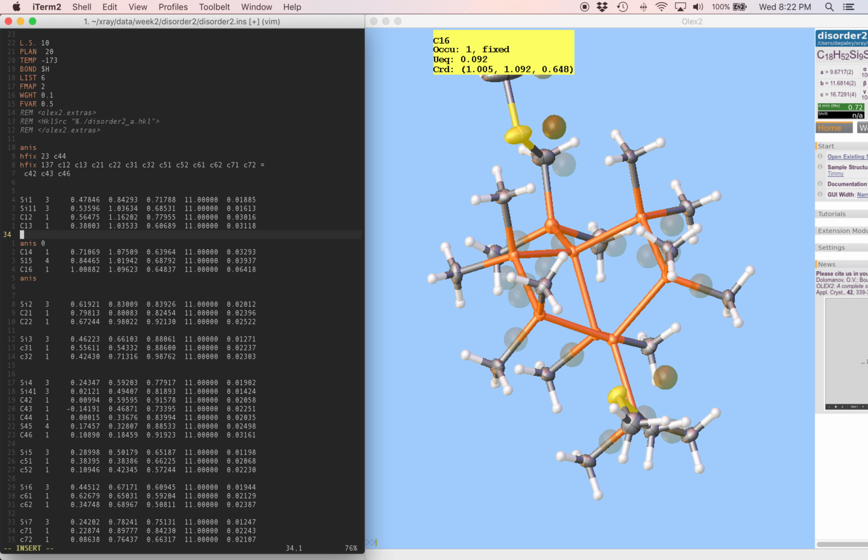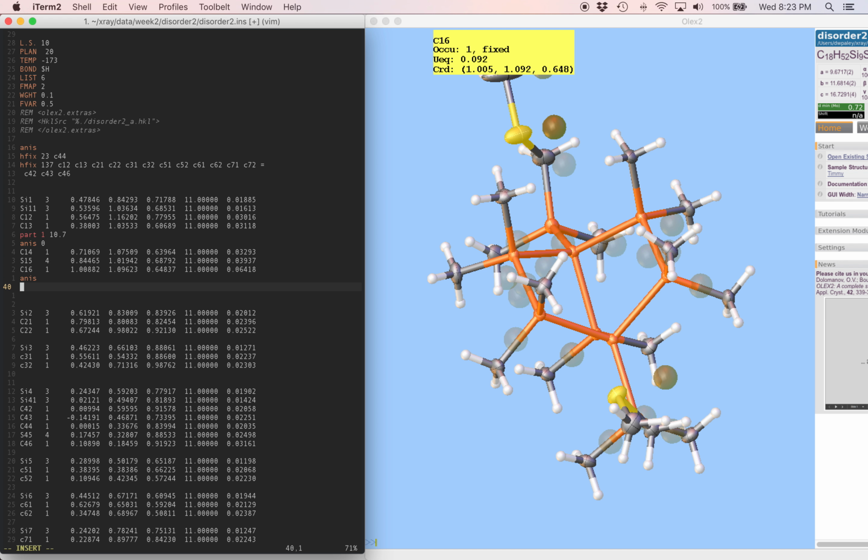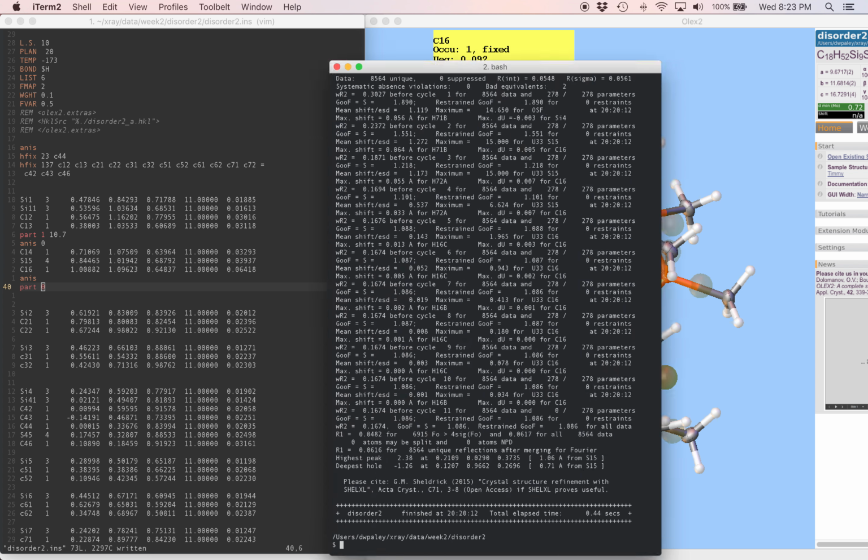And we'll turn down the occupancies on these three possibly disordered atoms just a bit in this case. It's not very close to 50-50. It's a pretty unequal disorder. So in this example, maybe I'm going to make it part 1 70% occupied. And I'm not going to forget part 0 at the end. Let's run this refinement.